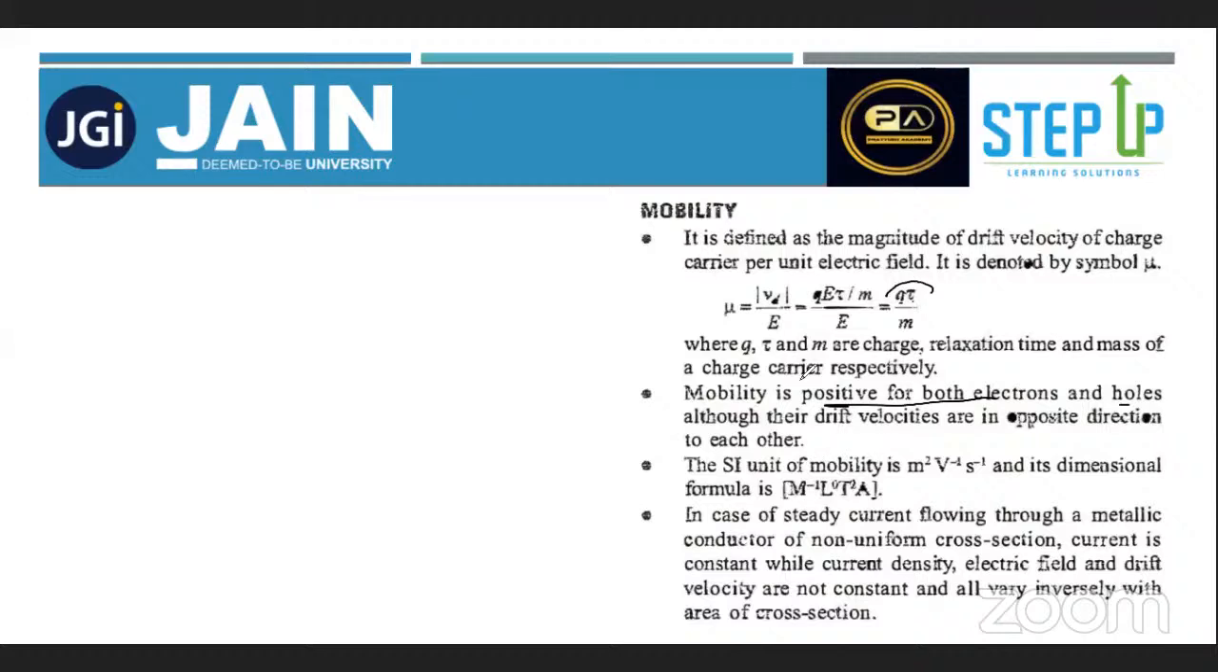In case of current flowing through a metallic conductor of non-uniform cross-section, current is constant while current density, electric field and drift velocity are not constant. All vary inversely with the area of cross-section. Remember this: current density J, electric field E and drift velocity Vd are not constant, and all vary inversely with the area of cross-section.